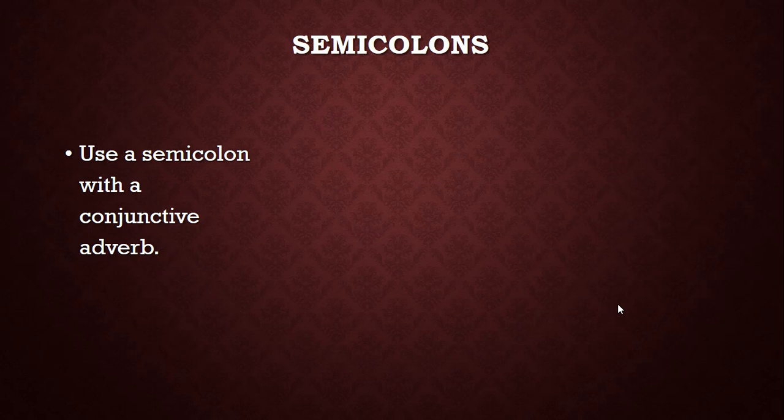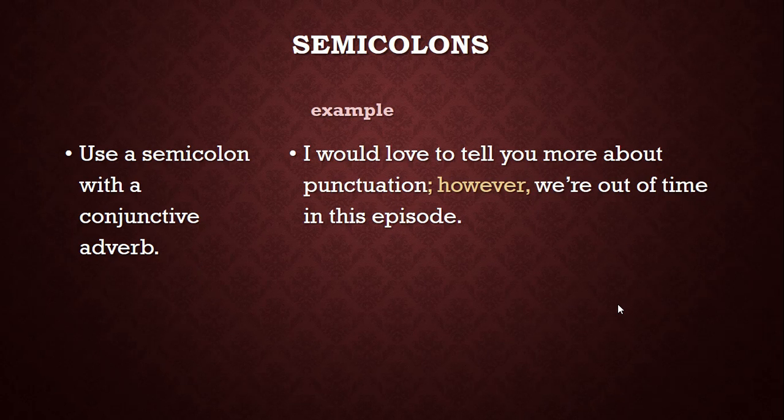Okay, we're going to look at one more semicolon with a conjunctive adverb because I only gave you one example. So I would love to tell you more about punctuation; however, we're out of time in this episode. Let's look at it again. This first part is a complete sentence. I would love is the verb. We're out of time. We're is the subject. Are is the verb, even though it's joined there with a contraction.